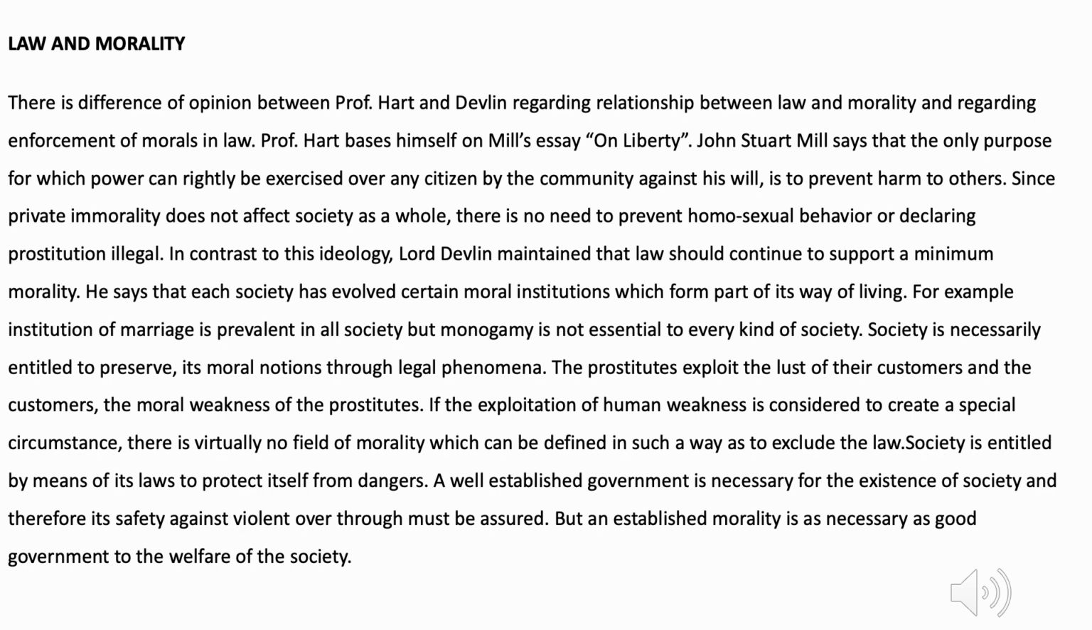For example, the institution of marriage is prevalent in all society, but monogamy is not essential to every kind of society. Society is necessarily entitled to preserve its moral notions through legal phenomena. A well-established government is necessary for the existence of society and therefore its safety against violent behavior.